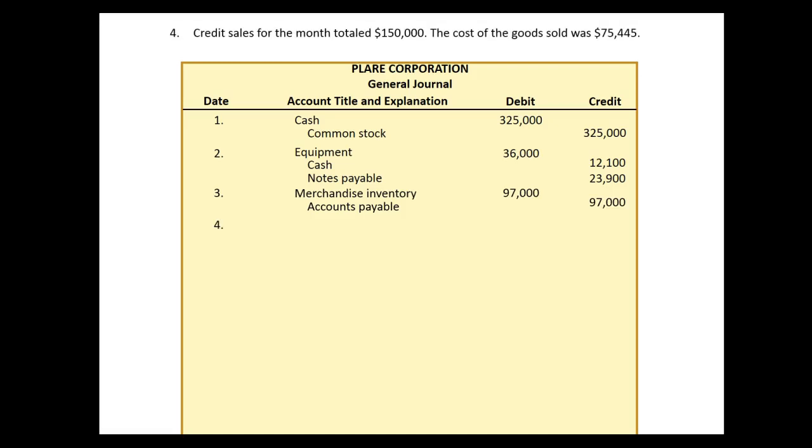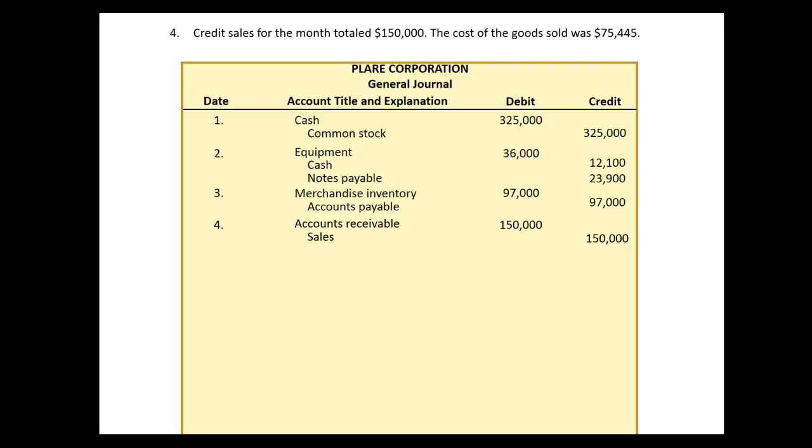Next, our credit sales for the month totaled $150,000, and the cost of goods sold was $75,445. This is a two-part transaction. We first show the sales. Now, we did not receive the money, so we debit our accounts receivable because we are expected to get this money. Our accounts receivable, an asset, increases $150,000, therefore we debit it. And our sales revenue ultimately flows into our stockholders' equity. Revenue accounts are increased by crediting them.